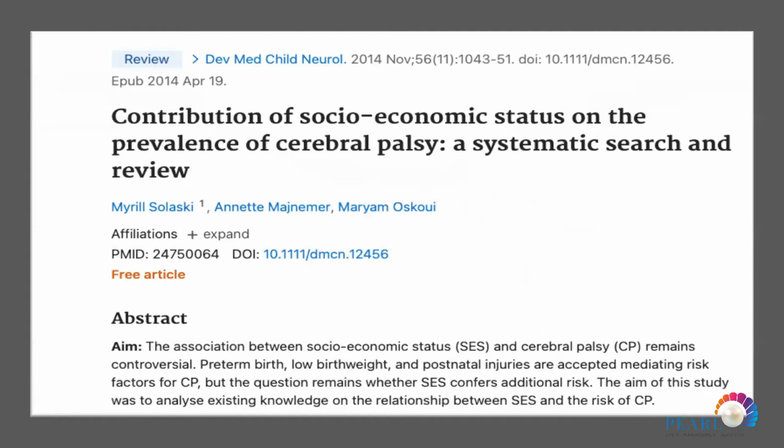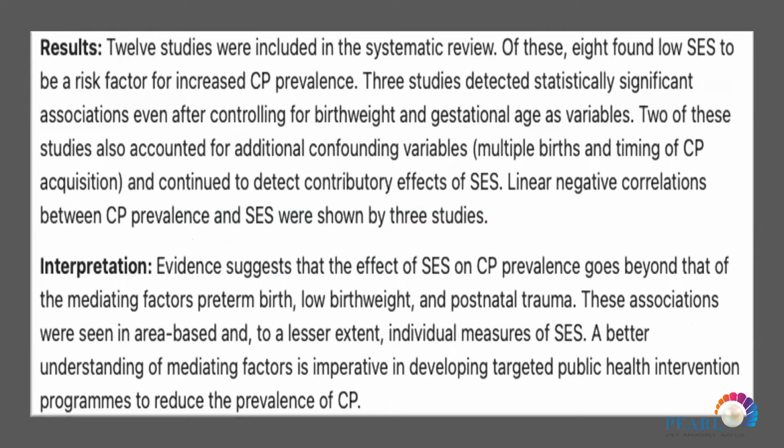This one study showed the contribution of socioeconomic status to the prevalence of CP, and the result of this study shows that 12 studies were included in the systematic review. Of these, 8 found low socioeconomic status to be a risk factor for increased CP prevalence. 3 studies detected a statistically significant association even after controlling for birth weight and gestational age as variables. So evidence suggests that the effect of socioeconomic status on CP prevalence goes beyond that of mediating factors like preterm birth or low birth weight.